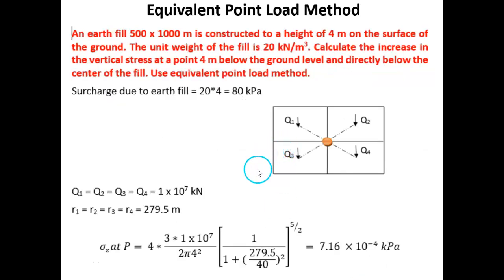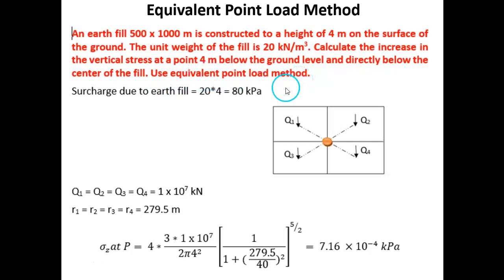Then another example: an earthfill 500 by 1000 meter is constructed to a height of 4 meter on the surface of the ground. The unit weight of the fill is 20 kilonewton per meter cube. Calculate the increase in the vertical stress at a point 4 meter below the ground level and directly below the center of the fill. Use equivalent point load method.